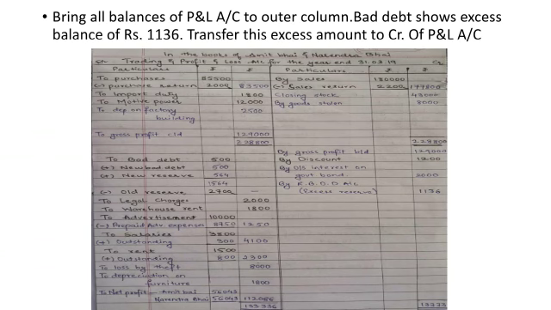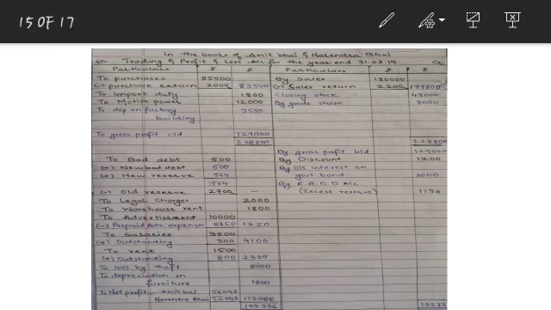Next is to close the profit and loss account. From the trading account, this gross profit is brought down here, writing "by gross profit," and the amount was copied here. Now again, closing of the profit and loss account. Before closing, check whether all the balances are in the outer column or not. You may face a problem with this bad debt.